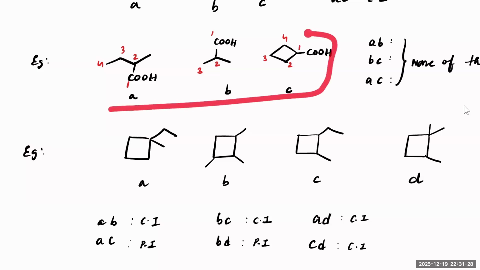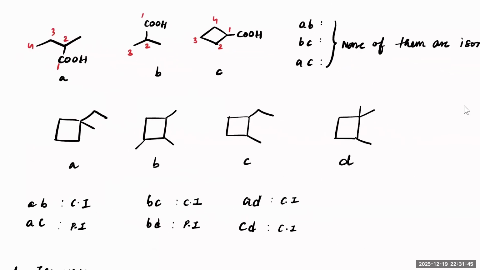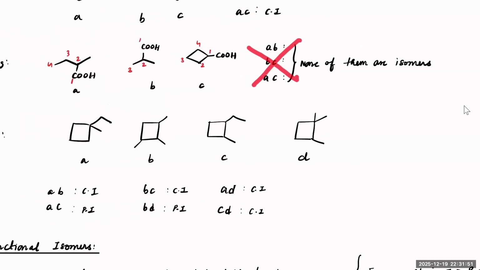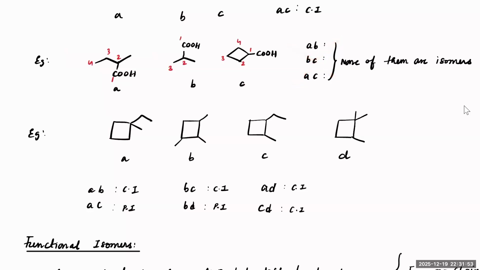None of these three has the same molecular formula. And isn't it the basic thing of learning about isomers, that the molecular formula should be the same? Then only can we say that any kind of isomers actually exist. So therefore, since A, B, C do not have the same molecular formula, all these three are not isomers of each other.